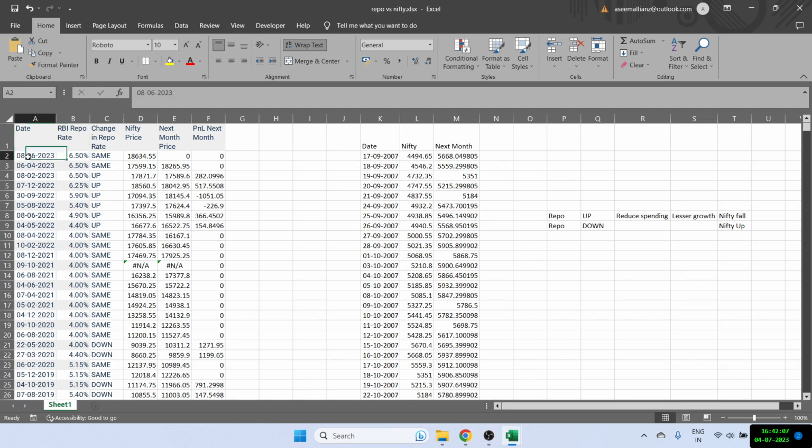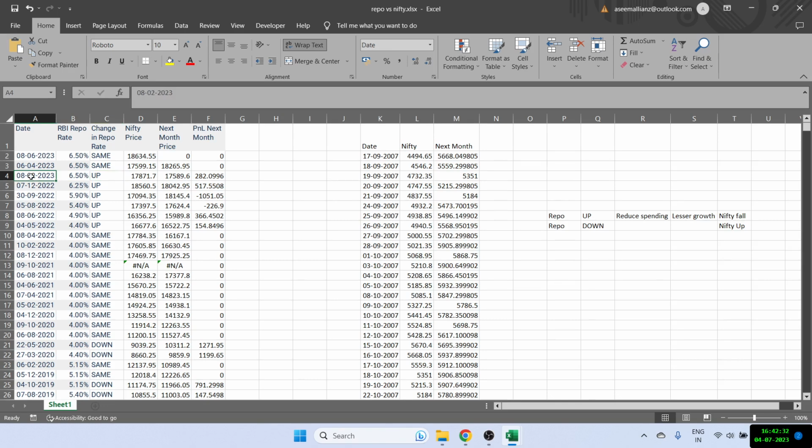So as you can see, on 8th June, the repo rate was kept the same, right? Because on the 6th of April, it was 6.5%, and on 8th June also it was still 6.5. So it is still the same. Similar thing, it was still the same. But if you notice here, on 8th February, the repo rate was actually increased. It was 6.25 the last time, now it was increased to 6.5. So that is why I have written that the repo rate has gone up.